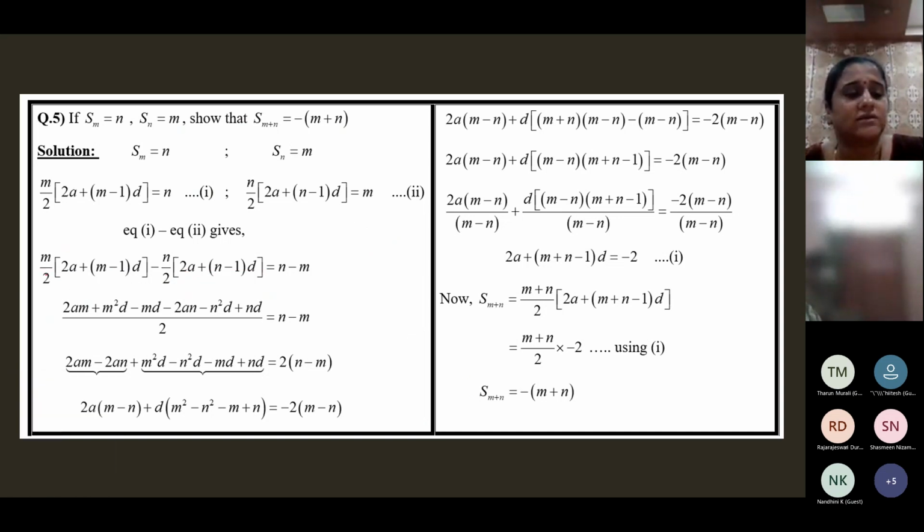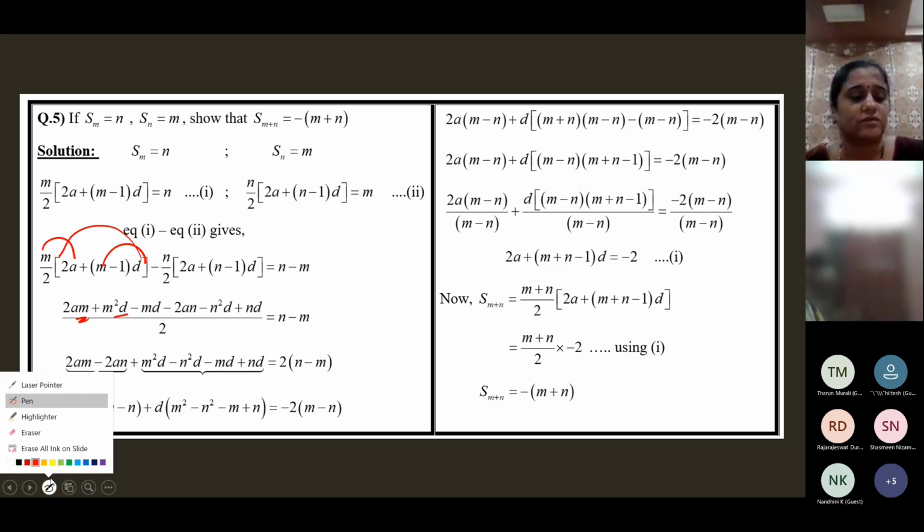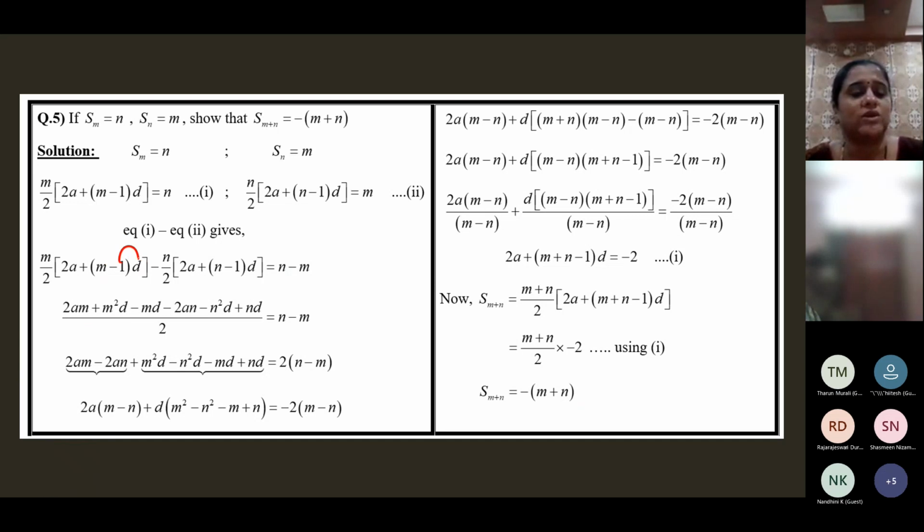Similarly here, this whole thing is divided by 2. So 2 is a common denominator. Again, multiply 2am. M into d is md, into m is m square d, minus 1 into d, minus d into m, minus md. Then you cannot cancel this 2 and 2, children. You cannot cancel.